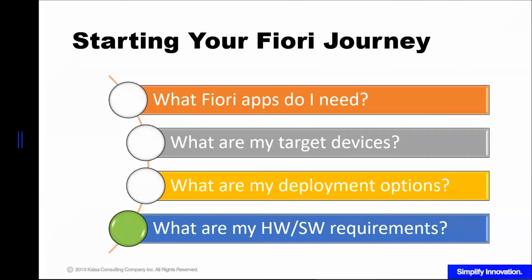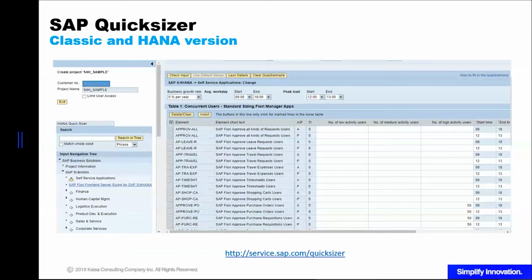Okay, now the question is, what are my hardware or software requirements? For the hardware, the starting point is, of course, determining what specs of a server you need to buy. You can go to SAP's Quick Sizer, which comes in Classic for any DB and HANA version. The link is shown below. This is the shortcut, the quick link.